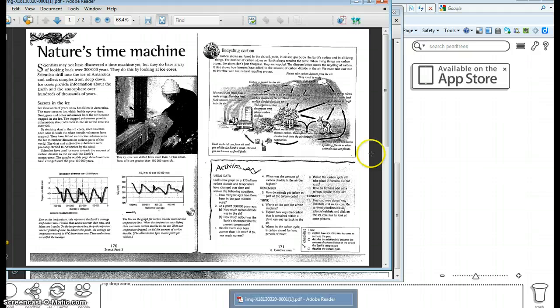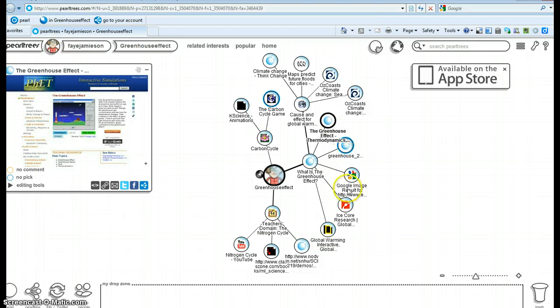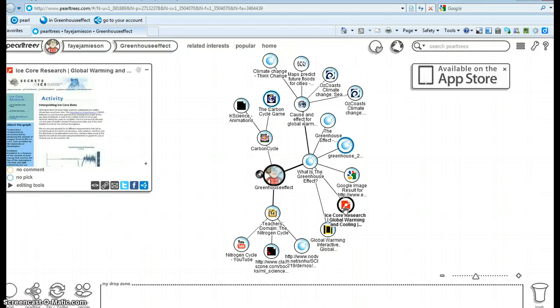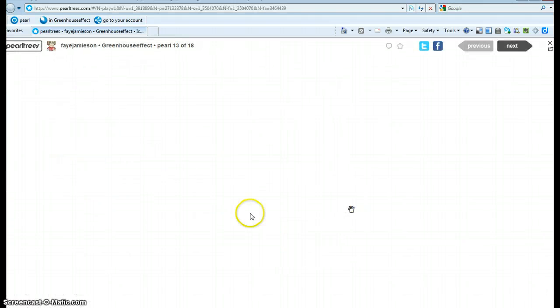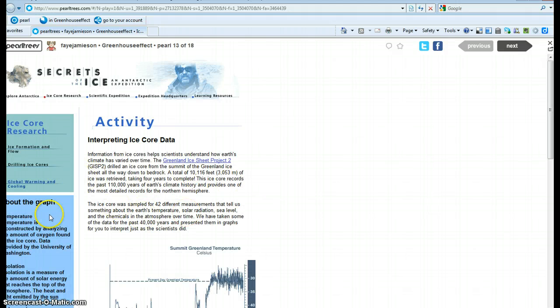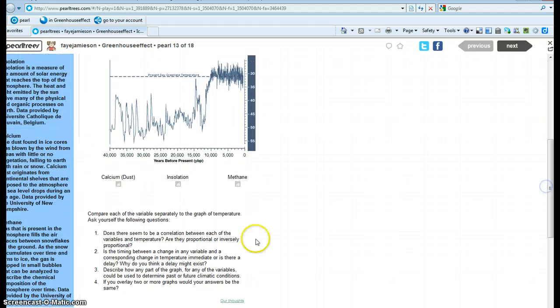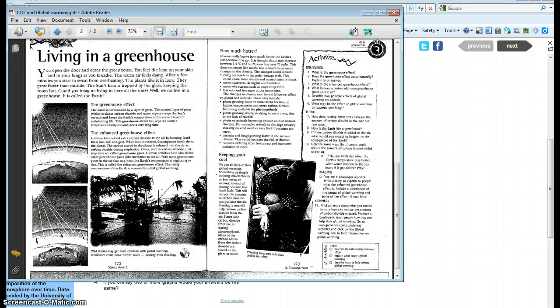In your Pearl Trees, you actually have in here some information and an activity about the ice cores as well. So this sort of links in with that, and you can have a look at this activity here and work through it and see if you can understand what's happening with the graphs. And this is pretty much like what was on the sheet that you're going to answer the questions from. So you do that first.